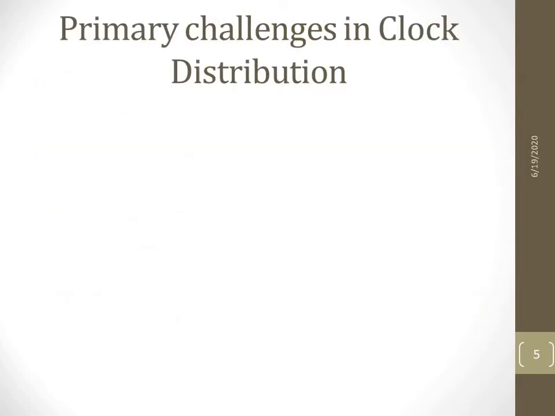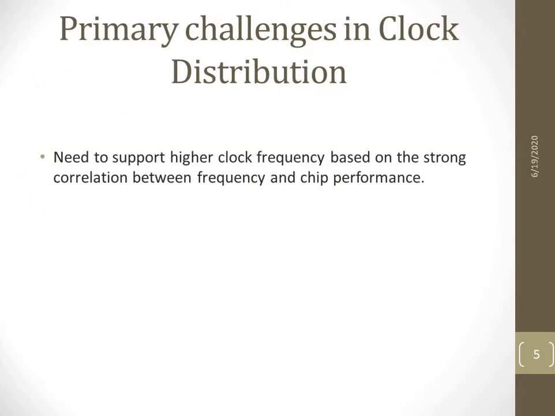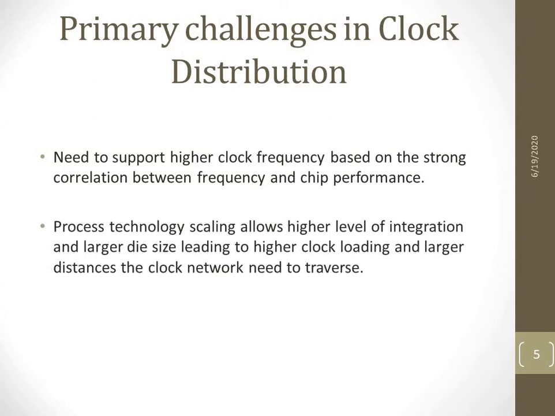Now, what are the primary challenges in clock distribution? It needs to support higher clock frequency based on the strong correlation between frequency and chip performance. Process technology scaling allows higher level of integration and larger die size, leading to higher clock loading and larger distances the clock network needs to traverse.